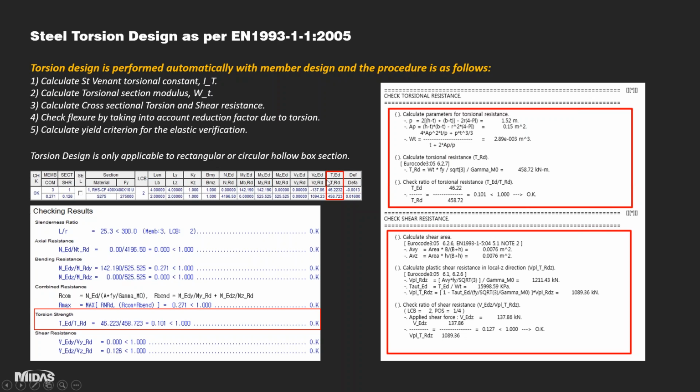We have an additional column, T, which is the torsion design result. And even in the report, we can see the torsion strength, and in the detail report, we can also see the torsion resistance and shear.